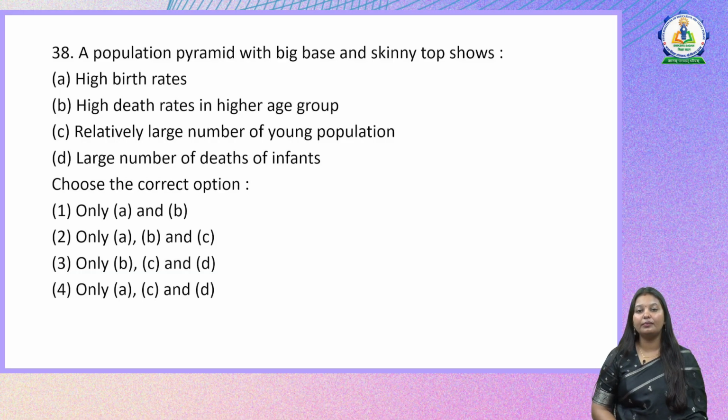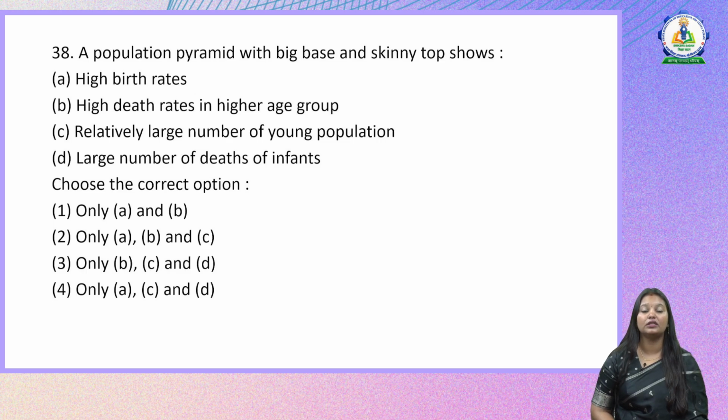A population pyramid with big base and skinny top shows high birth rates, high death rates in higher age group, relatively large number of young population, and large number of deaths of infants. So population pyramid is also one of the important topics when it comes to your preparation for CTET examination. So you need to remember that a population pyramid with a big base and a skinny top will highlight that there is high birth rate. The number of people in the infancy stage are more.